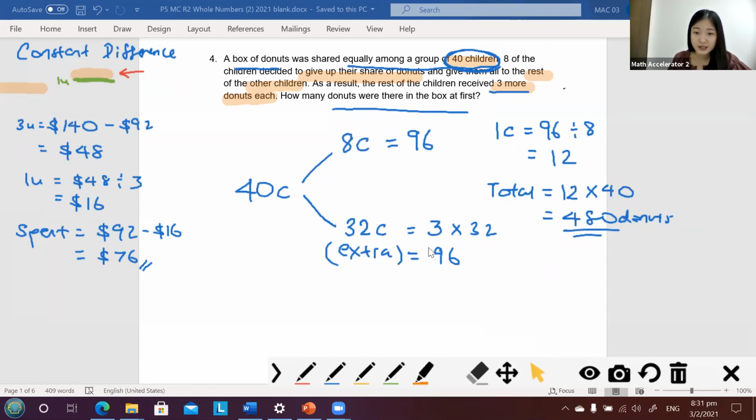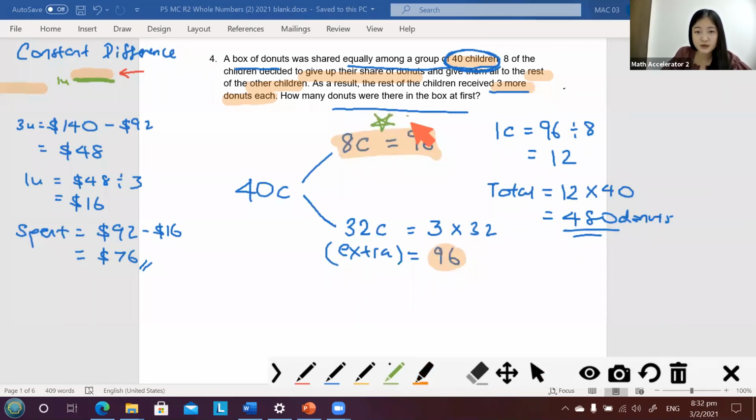So the total extra here is the 96. Okay, why is it 8C? Is because it came from the 8 children here. Right, they gave up their share, then they ended up with 3 more each. That's why you can make this connection. 96 is 8 children. Okay, this part is important.